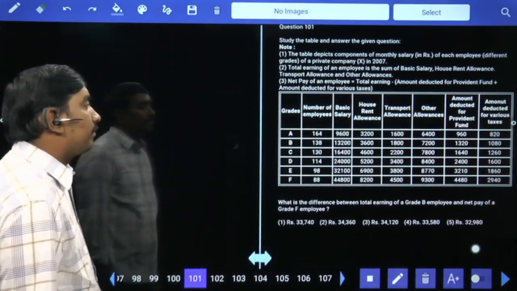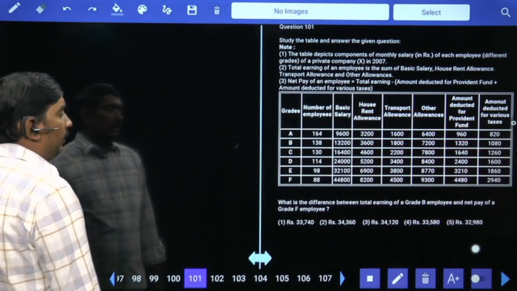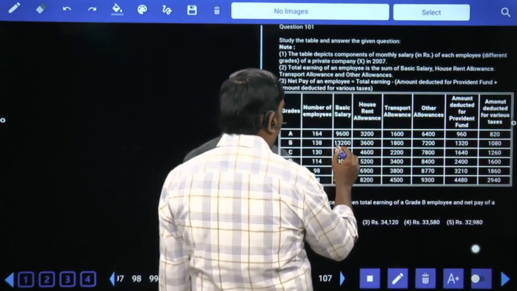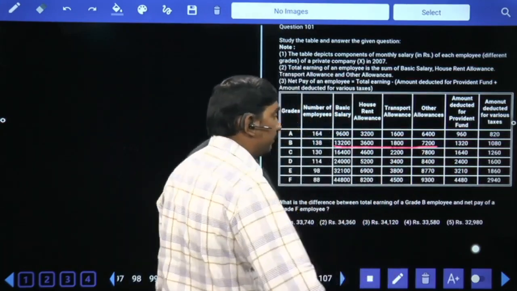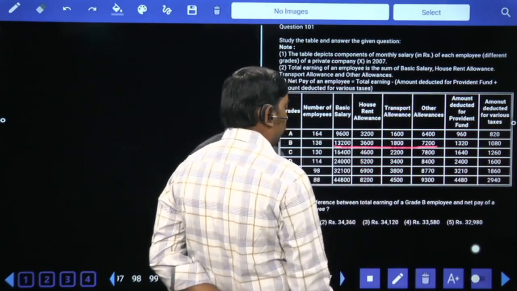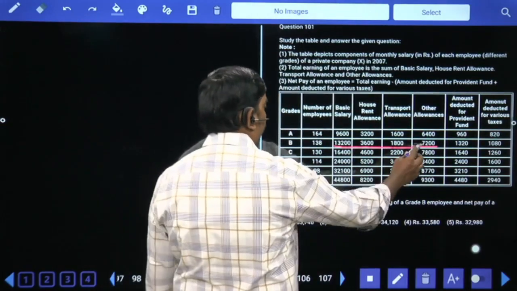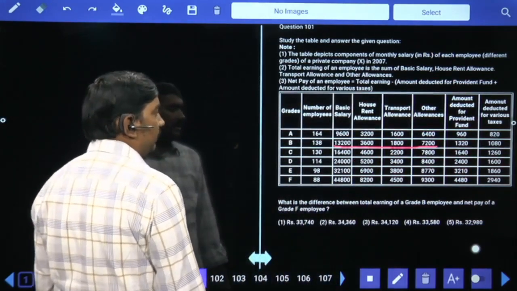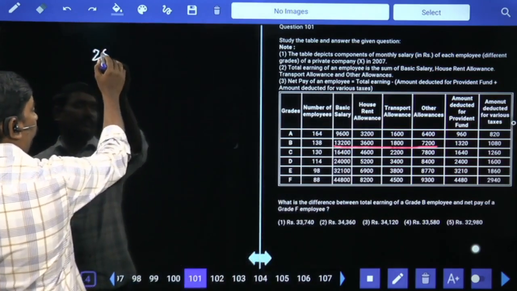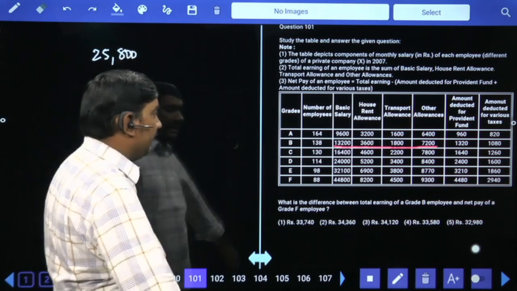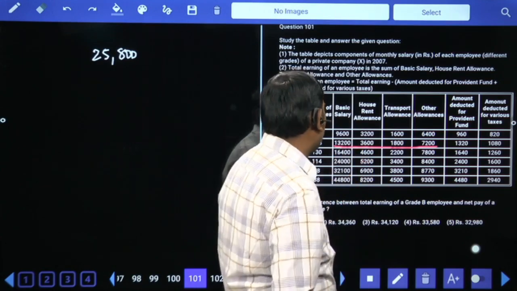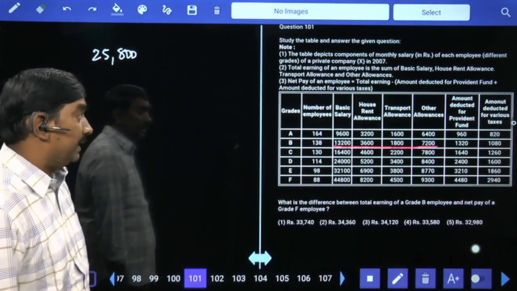First one: what is the difference between total earnings of grade B employee and net pay of grade F employee? Grade B employee total earnings means up to here we need to add. 1800, 7200, 9000. This is 12,600. 12,600 plus 13,200 means 25,800. Yes, that is the total earnings.